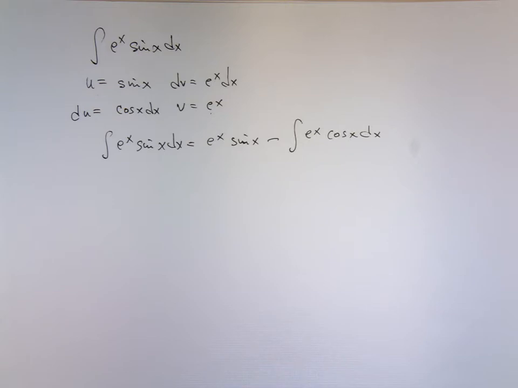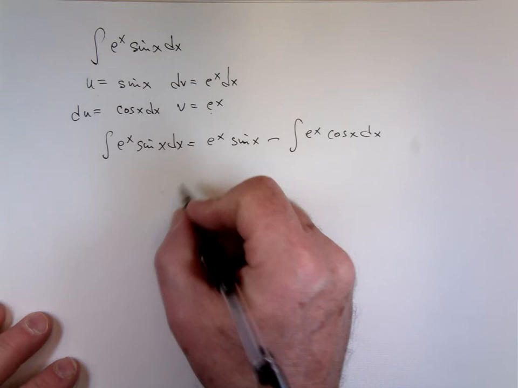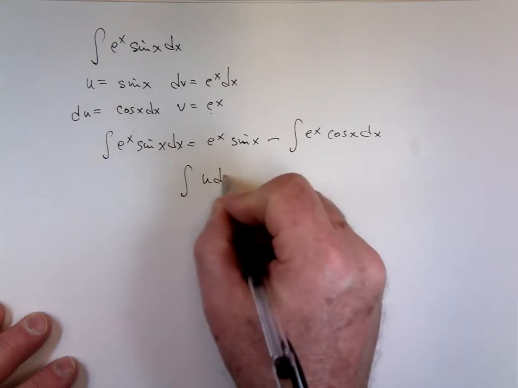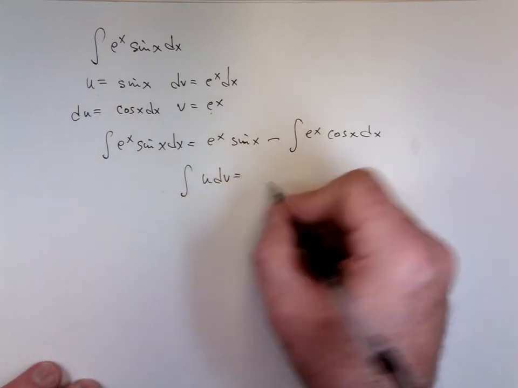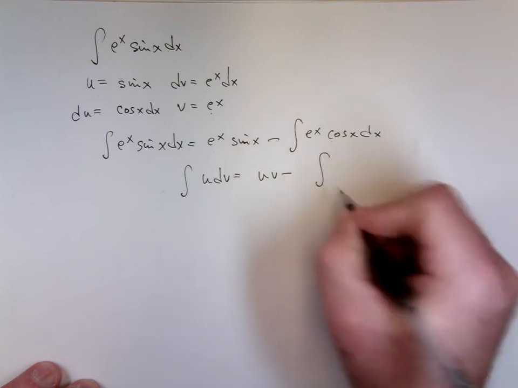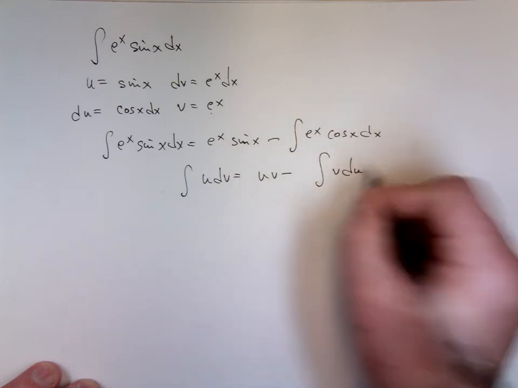Okay, go ahead. Can you show that formula again? Okay, the integral of u dv is equal to uv minus the integral of v du. That's integration by parts. Okay, thank you.